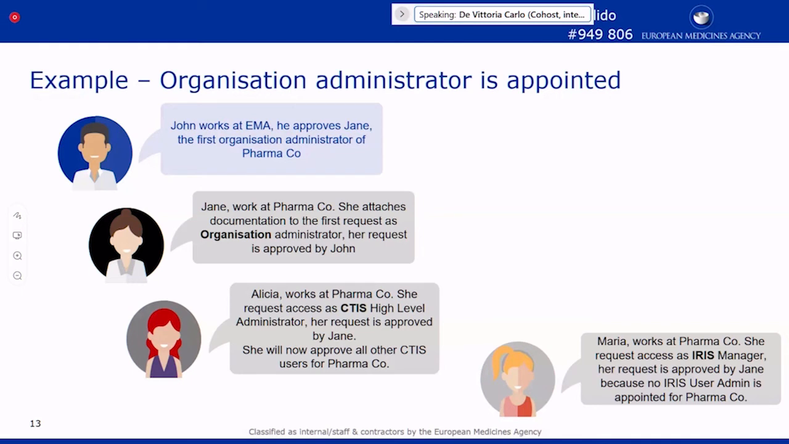Instead, in the old scenario, if Maria, who is working at Pharmaco, wants to request access as a SPOR user and there is no SPOR super user for that organization, the request will be automatically rejected. So with the external organization administrator, we are adding a layer on top that prevents requests from being rejected. This is a point of reference for the organization for all the EMA running systems.